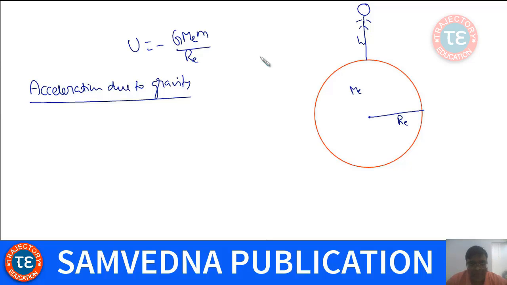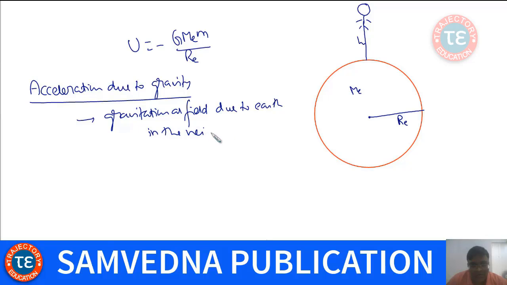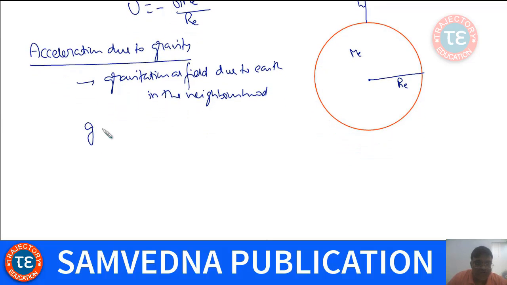Before I discuss potential energy, the famous formula mgh, I'll first tell you what acceleration due to gravity is. Acceleration due to gravity is nothing but the gravitational field due to earth in the neighborhood, meaning at a point which is not very far from the earth. Acceleration due to gravity is the gravitational field due to earth in the neighborhood of earth.